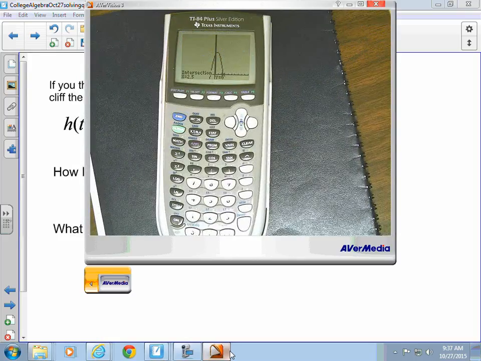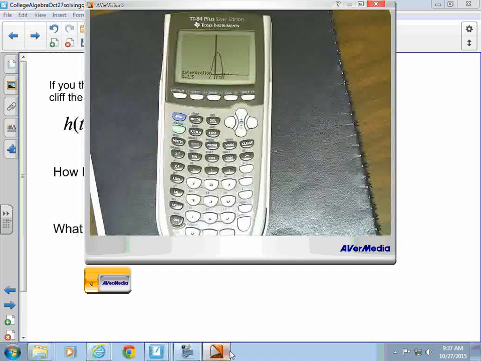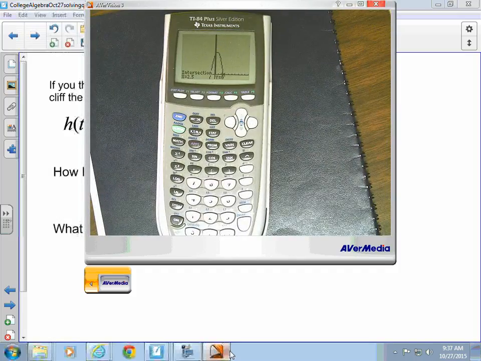So just always think about what X means and what Y means. In this case, X was time, so you wouldn't want to zoom way out. It's not going to take the book very long to fall. 2.5 for the first answer.